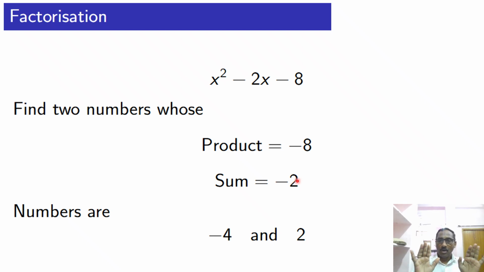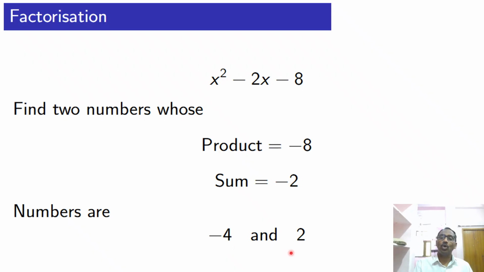So I have to find two numbers. Those two numbers, what do they have to satisfy? If we multiply those two numbers, that product should be minus 8. If I add those two numbers, I should get minus 2. That is the coefficient of x I should get. So what are the numbers satisfying these conditions? The numbers are minus 4 and 2.